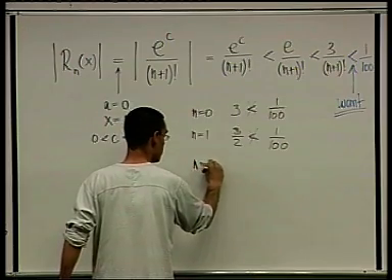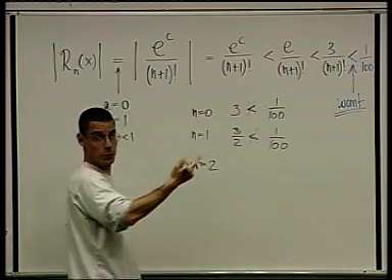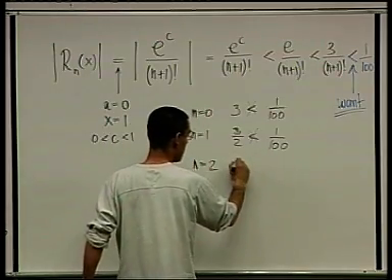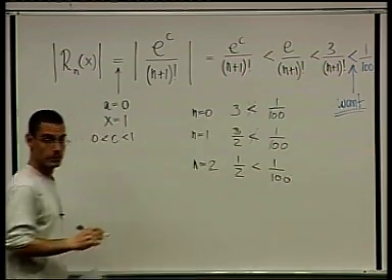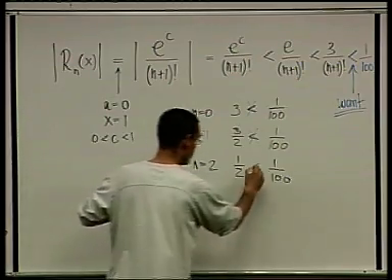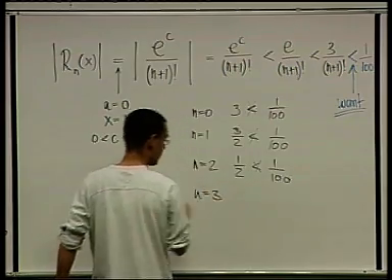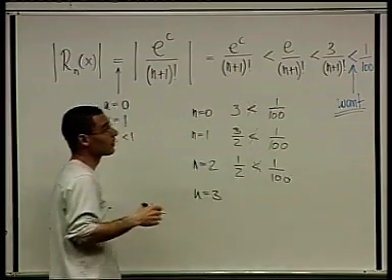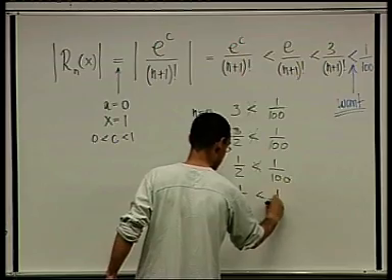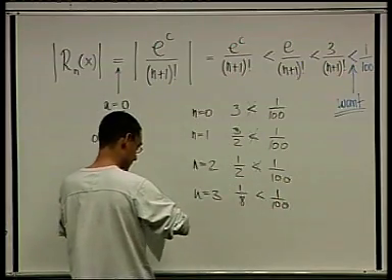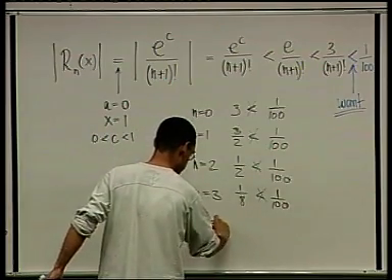For n equals 2, what do we get? We get 3 divided by 2 plus 1, which is 3, factorial. So we get 3 over 6, which is 1/2. Is 1/2 less than 1 over 100? Not yet. We move on. N equals 3. We get 3 over 4 factorial. That's 3 over 24. We get 1 over 8. Is that less than 1 over 100? Still not. Moving on.